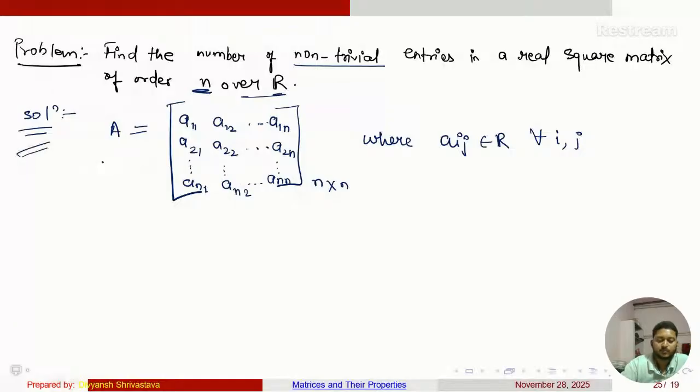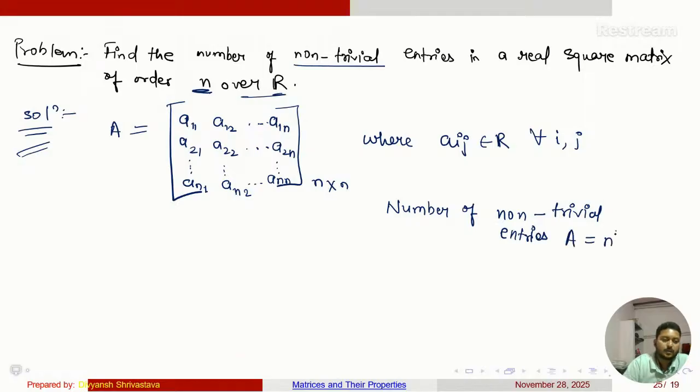So what is the number of non-trivial entries in A? The number of non-trivial entries in A is equal to n square.